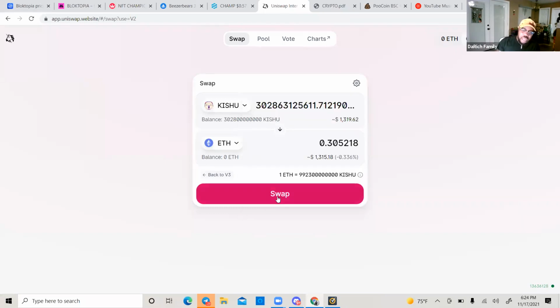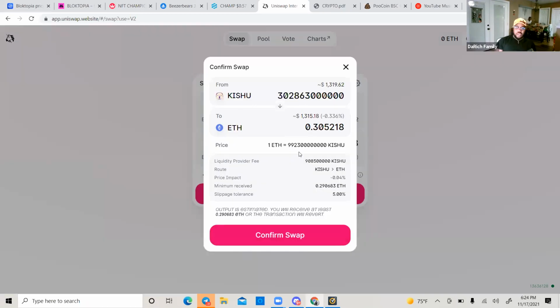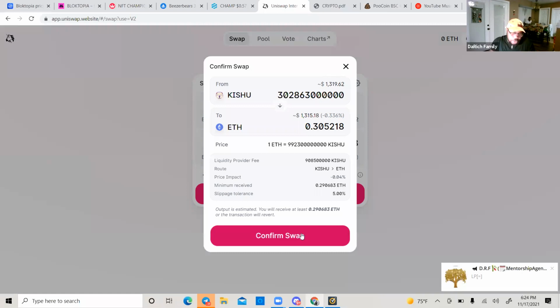Then I come out here and click swap. Once I click swap, I'll show you guys, it's going to tell me exactly what the fee is. It tells me how much Ethereum I'll get for my Kishu. And all I have to do is confirm the swap right here on my actual device, which is the Trust Wallet app. So it's a truly simple and easy process. It's not hard at all, but you do have to put in the time and effort to understand it.